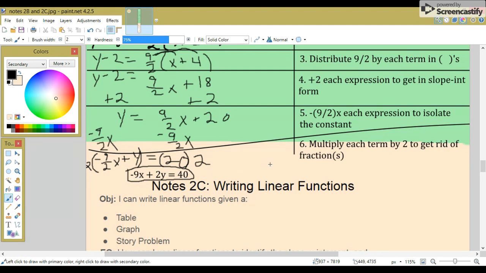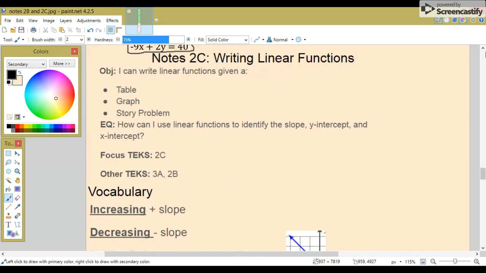Let's go on to the other Pear Deck foldable, 2C. Notes 2C, writing linear functions. Objective: I can write linear functions given a table, graph, or story problem. Essential question: how can I use linear functions to identify the slope, y-intercept, and x-intercept? Focus TEKS, 2C. Other TEKS, 3A and 2B.